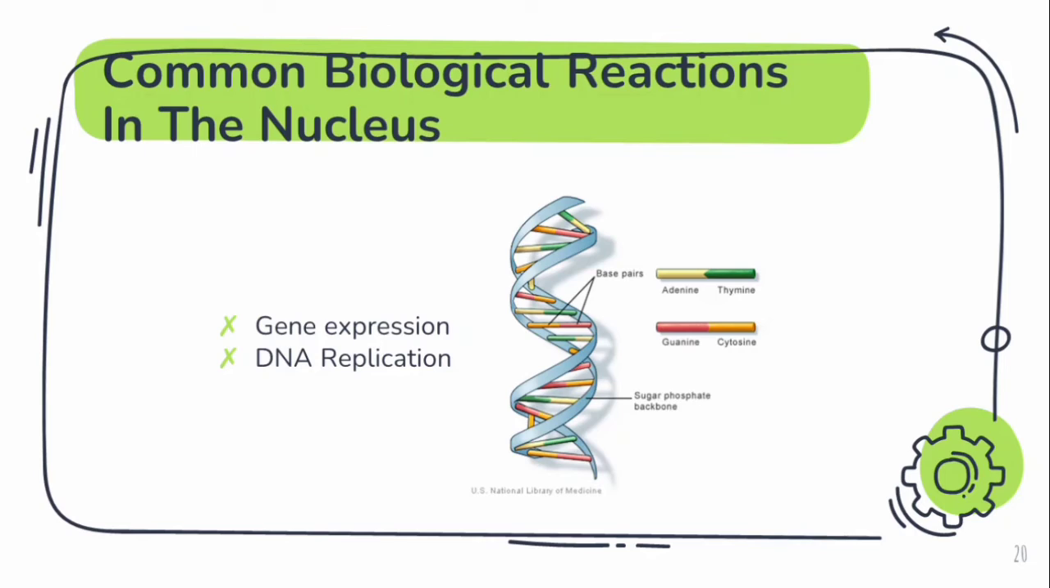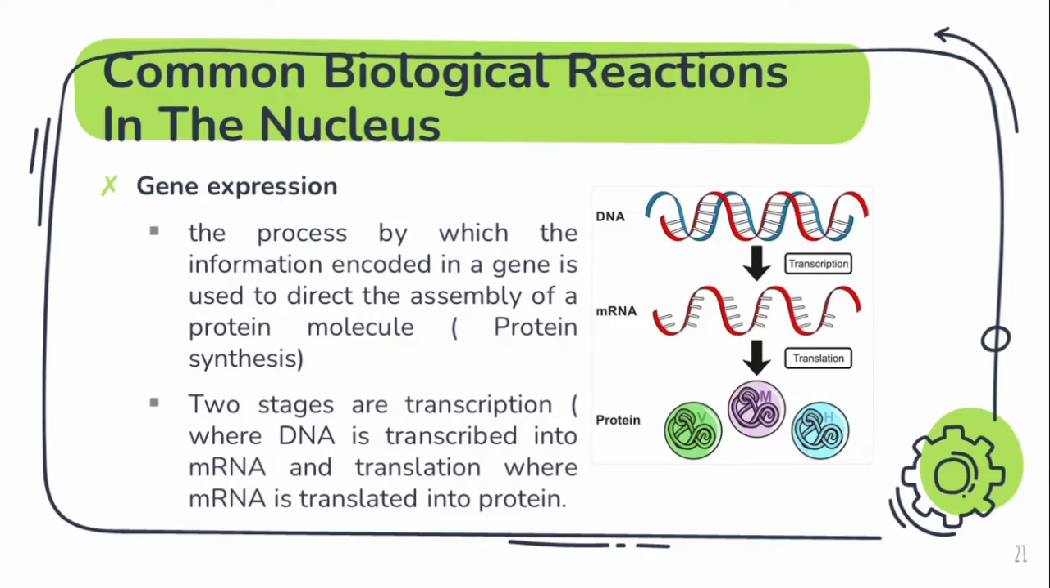Now, let's talk about the common biological reactions in the nucleus, and here we have 2: gene expression and DNA replication. First, gene expression. It is the process by which the information encoded in a gene is used to direct the assembly of a protein molecule in the process called protein synthesis.